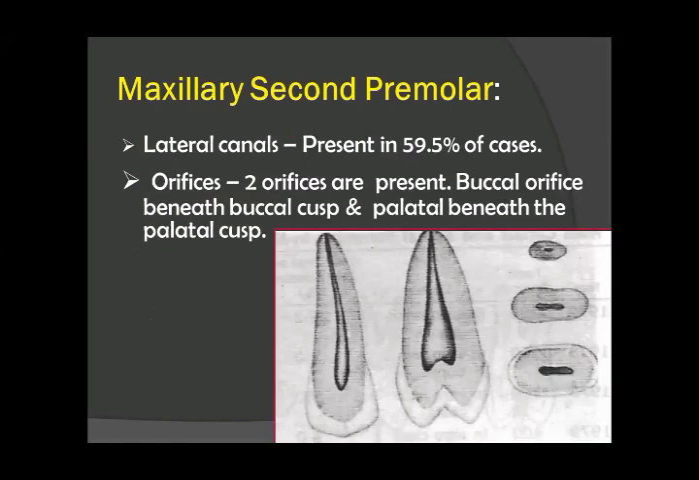Maxillary second premolars: lateral canals present in 59.5% of cases. Orifices: two orifices are present. Buccal orifice beneath buccal cusp and palatal beneath the palatal cusp.